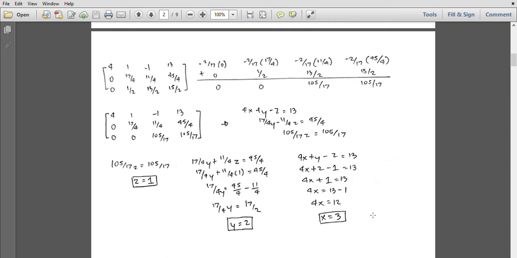Thus this means that for the system of equations we found the solution where x equals 3, y equals 2, and z equals 1.